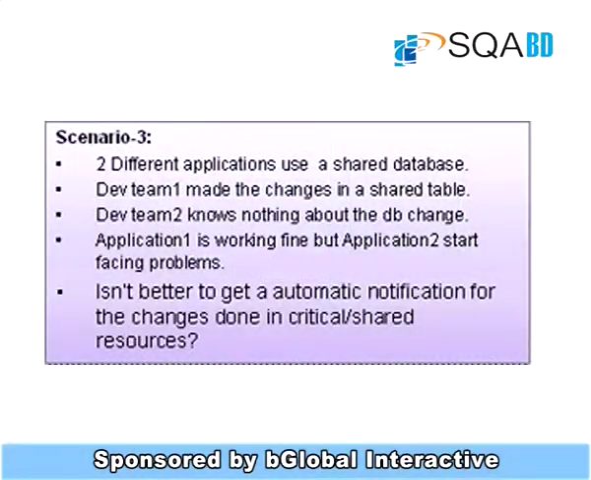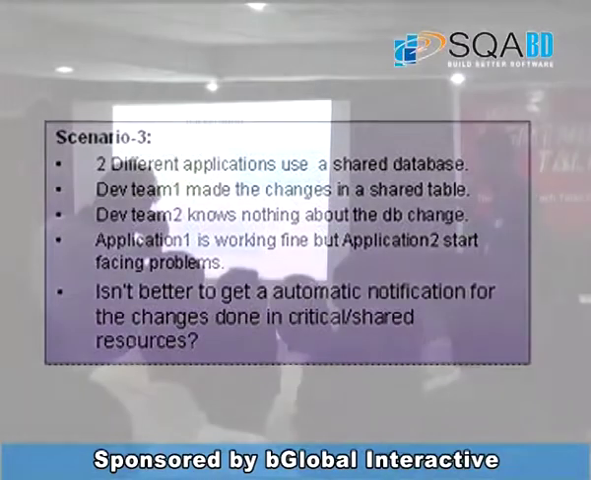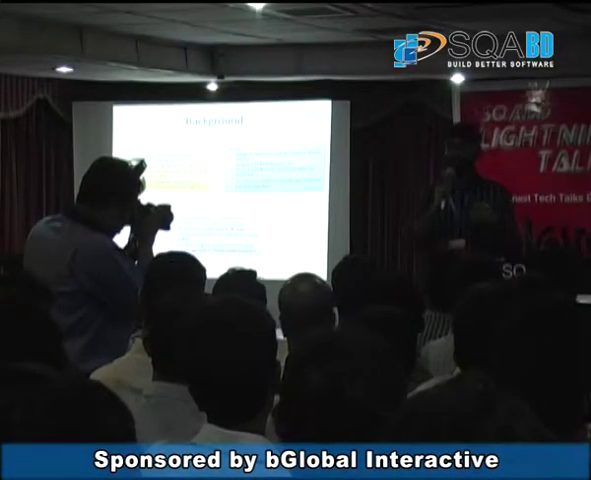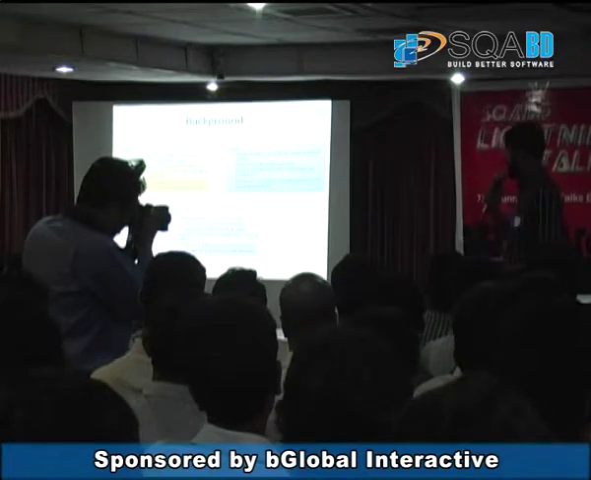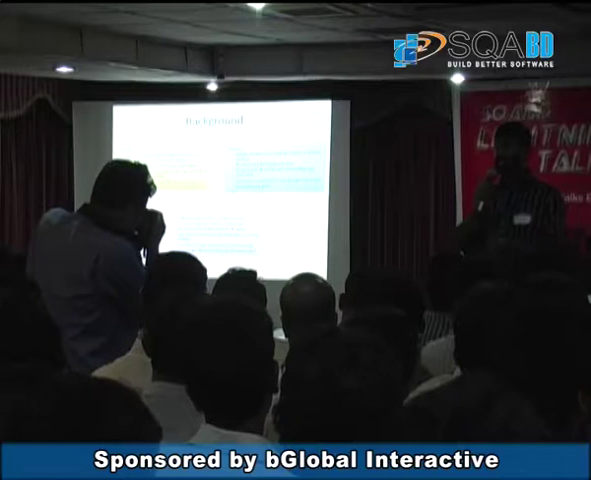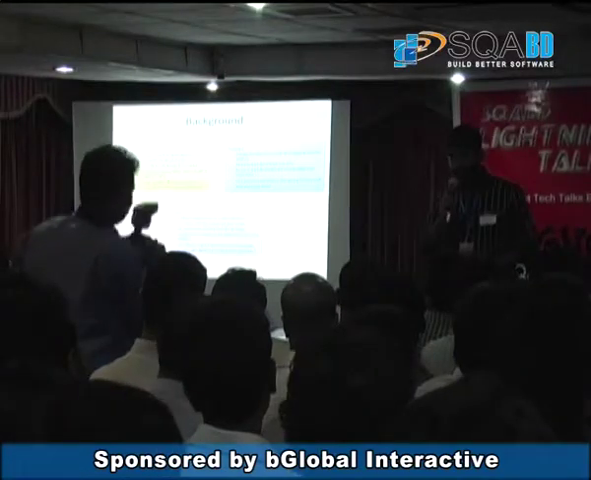And consider scenario 3, where two different applications are using a shared database. Development team 1 suddenly made changes in a shared table and development team 2 doesn't know anything about the DB changes. Application 1 is working, application 2 suddenly stopped working. So isn't it better to get an automatic notification for the changes done in the critical or shared resources?